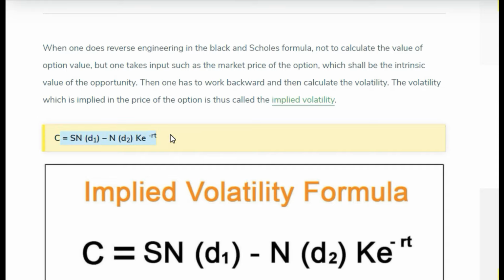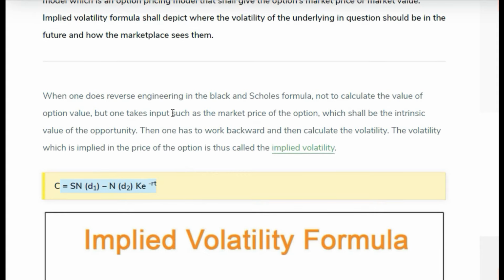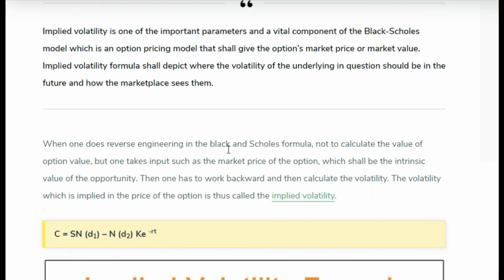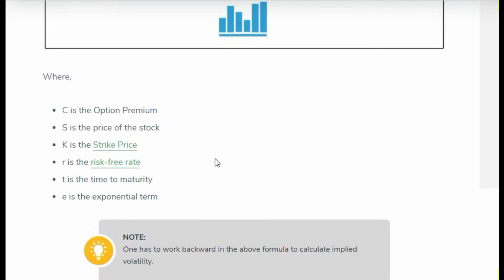Now, how is the implied volatility calculated? For implied volatility, you have to use the same formula, but you have to do reverse engineering. This formula is used to calculate option prices, and there are four main factors which you have to fit into this formula. So what are those four important factors? One is the price of the stock, that is, the underlying security.